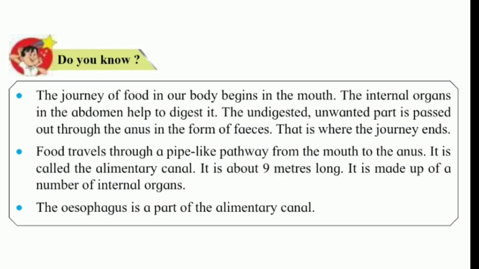Now students, see, do you know? The journey of food in our body begins in the mouth. The internal organs in the abdomen help to digest it. The undigested, unwanted part is passed out through the anus in the form of feces. That is where the journey ends. Food travels through a pipe-like pathway from the mouth to the anus. It is called the alimentary canal. It is about 9 meters long. It is made up of a number of internal organs. And the esophagus is a part of the alimentary canal.